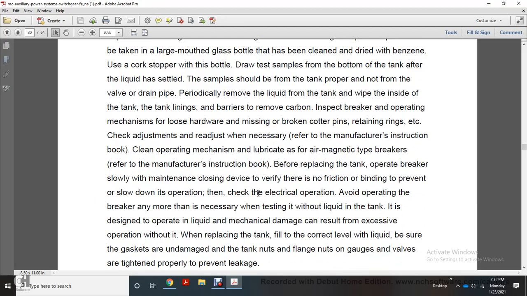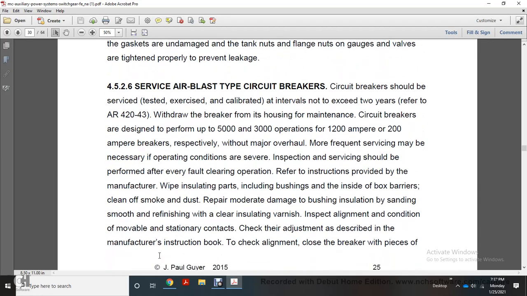Slowly operate the maintenance closing device. Verify there is no friction or binding to prevent slow operation, and check the electrical operation. Avoid operating the breaker any more than necessary when testing without liquid in the tank. It is designed to operate in liquid, and mechanical damage can result from excessive operation without it. When replacing the tank, fill it to the correct level with liquid, and be sure the gaskets are not damaged and that tank nuts and flange nuts of the gauges and valve are tightened properly to prevent leakage.